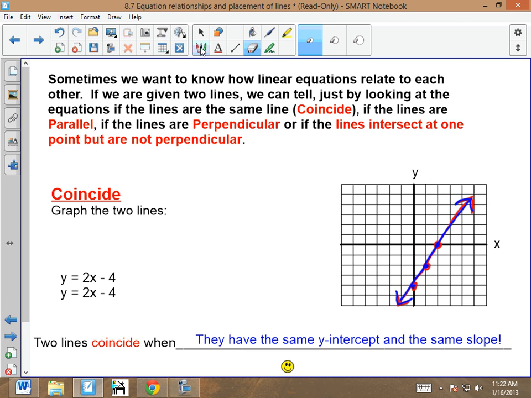So, when you are deciding if the lines coincide, are parallel, perpendicular, or intersect, the first thing you look at is the what, kids? You look at the slope. If the slopes are the same, it's either coincide or parallel. If the slopes are the same and the y-intercepts are the same, what is it? Coincide. It means it's the same line.